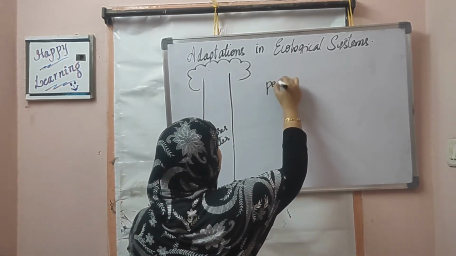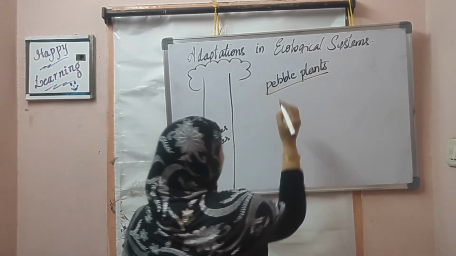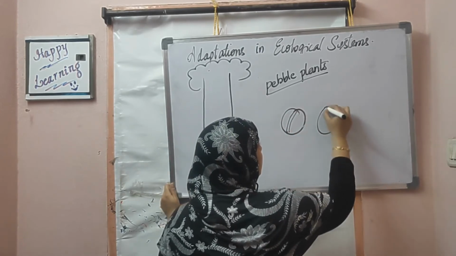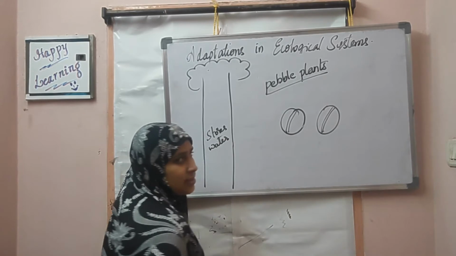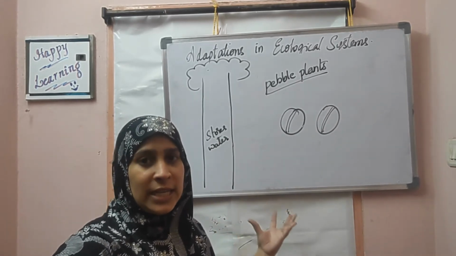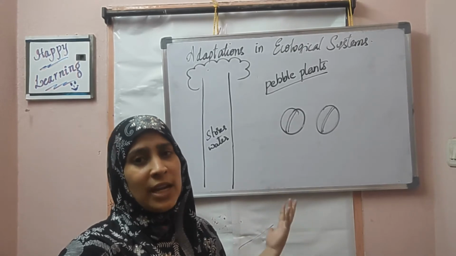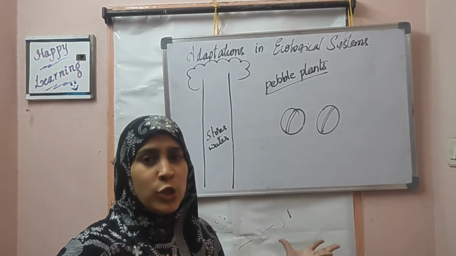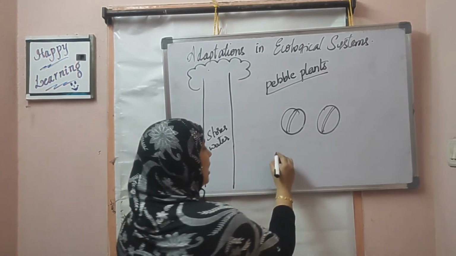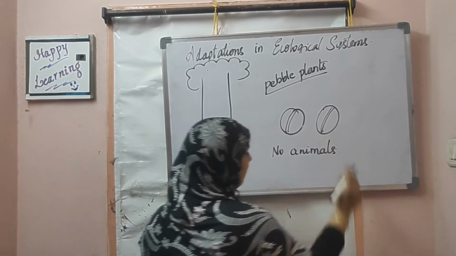And pebble plants are also desert plants. If you see from a distance, they look like pebbles. You will not understand that they are plants. The leaves of these plants are not green colored, so they will not be identified as plants. There are no holes, no stomata, no water loss. Since they are not green, no animal comes to feed on these leaves or pebble plants.